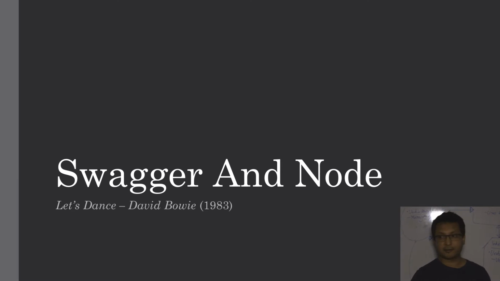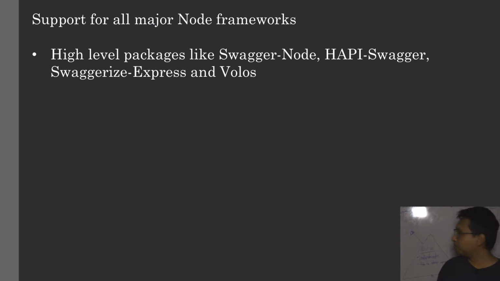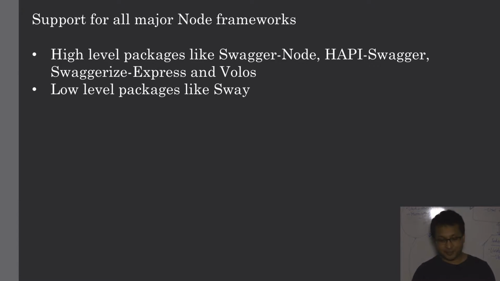So that was Swagger in general. How about Swagger and Node? Because this is LNUG, and I'm here to talk about Node also. There's support for all major Node frameworks in many different forms and shape. You've got high-level libraries that you can find on NPM, like Swagger Node, Happy Swagger, Swagger as Express, Volos. Looks like everyone has a library that they've written. And you've got low-level packages like Sway.